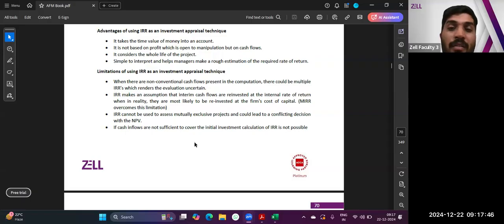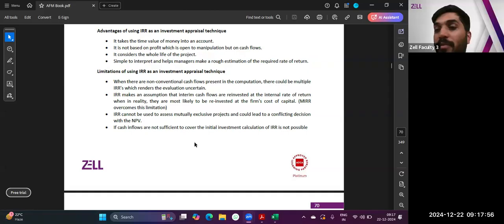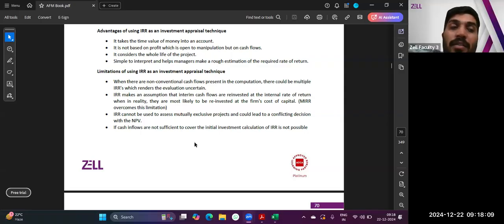Limitations of using IRR. Now, what are the disadvantages? First of all, do you know what you mean by conventional and unconventional cash flow? Can you tell me what you mean by unconventional cash flow, Sashi? Conventional cash flow means the cash flows are positive throughout. If the cash flows are positive, positive, negative, negative, it's an unconventional cash flow. Unconventional cash flow means some years you are positive, some years you are negative.